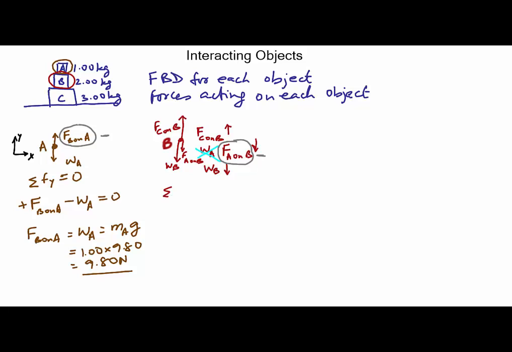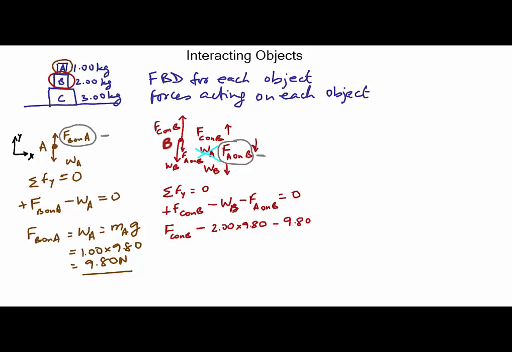So now when I set up my condition of equilibrium, the sum of forces in the y direction is still 0 because B is also in equilibrium. And so now I have plus FC on B minus WB minus FA on B equals 0. And now I can put the values in. So I get FC on B minus weight of B, which is 2.00 times 9.80, minus FA on B, which we figured out was the same as FB on A, and so this would be 9.80.